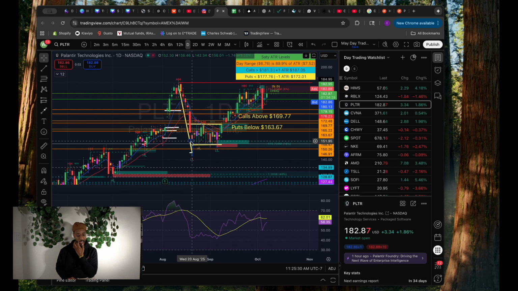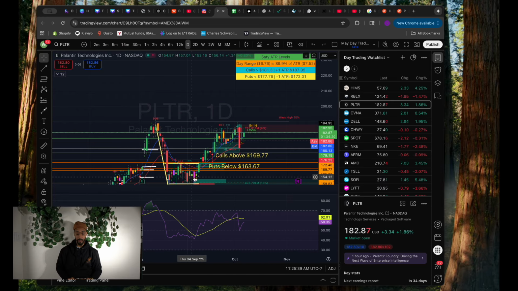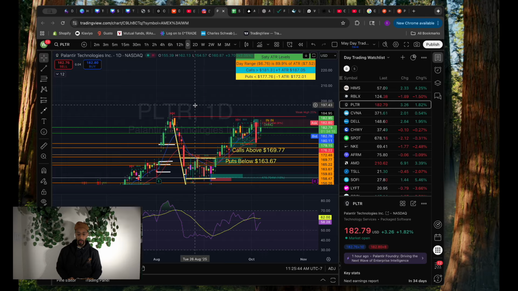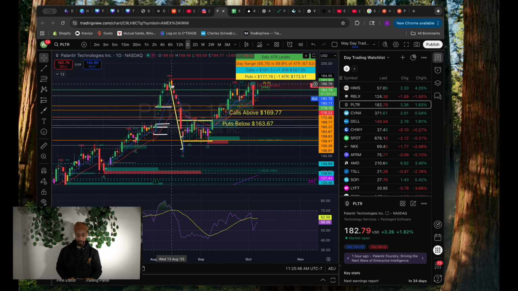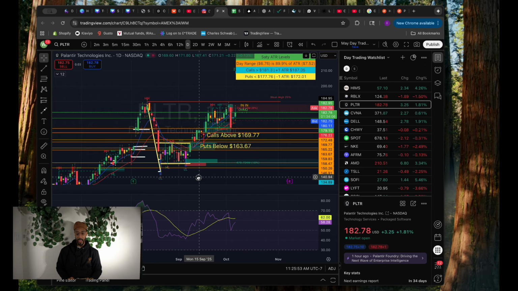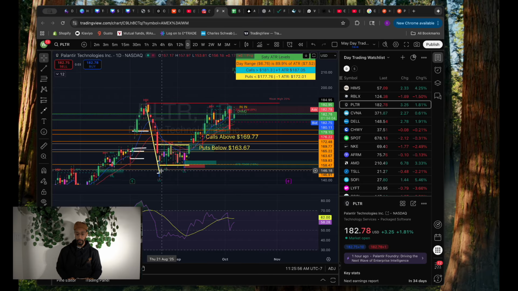And then it consolidated for about 10 days, okay? Made a double bottom, and then look, after that, it went all the way up. So we're talking about it started to sell off August 13th. It came all the way down here at August 20th, okay? And then it came from 146, and it started at 189, okay?